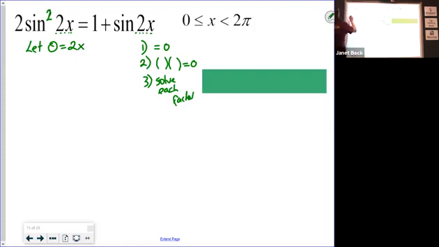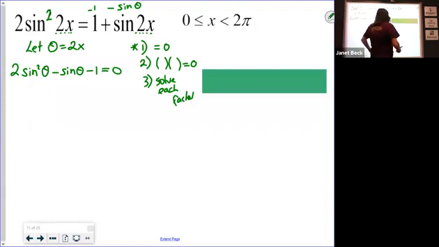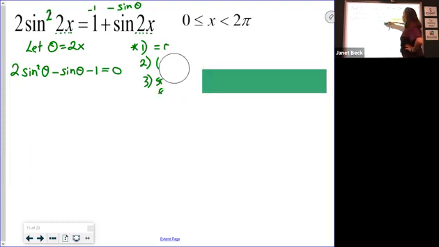So we've got 2 times sine squared of, instead of 2x, I'm writing theta. Now I want to make it equal 0. So I'm going to subtract 1, and I'm going to subtract the sine of theta there. The sensible one of those to write first is minus the sine of theta, minus 1 equals 0. So remember, when you've got something that's quadratic or cubic or to the power of 4, try and make it equal 0, then factor it, and that's how you're going to find your solutions. It's probably going to be 2 answers here because it's quadratic.